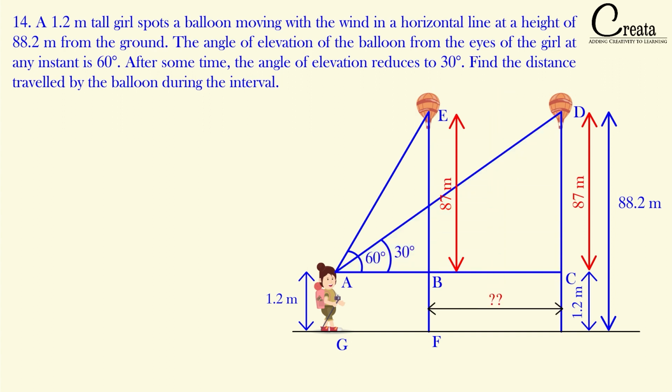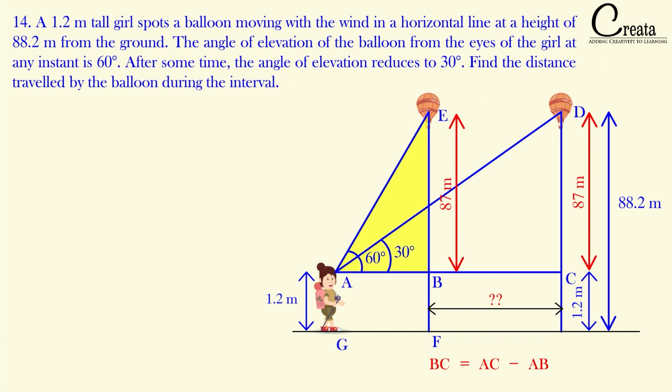So the approach that we will use is from the triangle ACD we will find AC, the side of the triangle, and from the triangle ABE we will find the side AB, and AC minus AB will be equal to BC. That is the distance that we are looking for. So this approach we will use. For that we have to apply the trigonometric ratio formula in both the triangles.